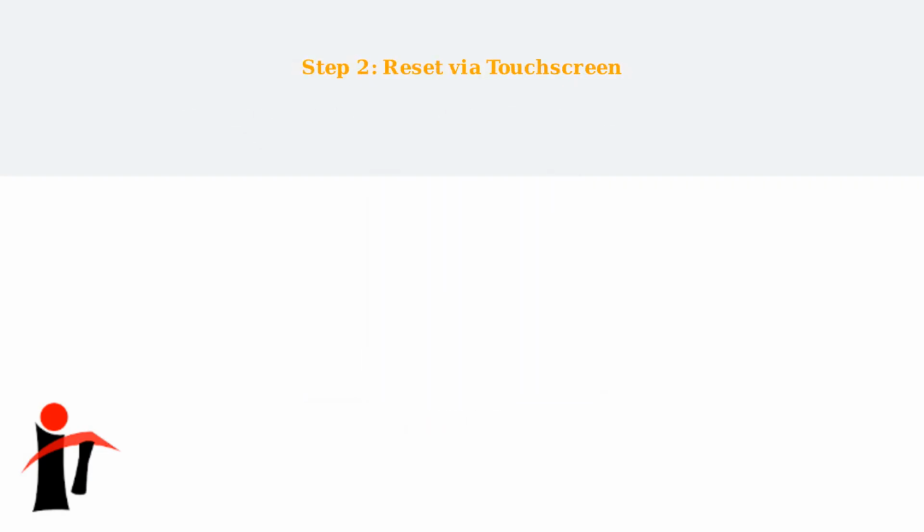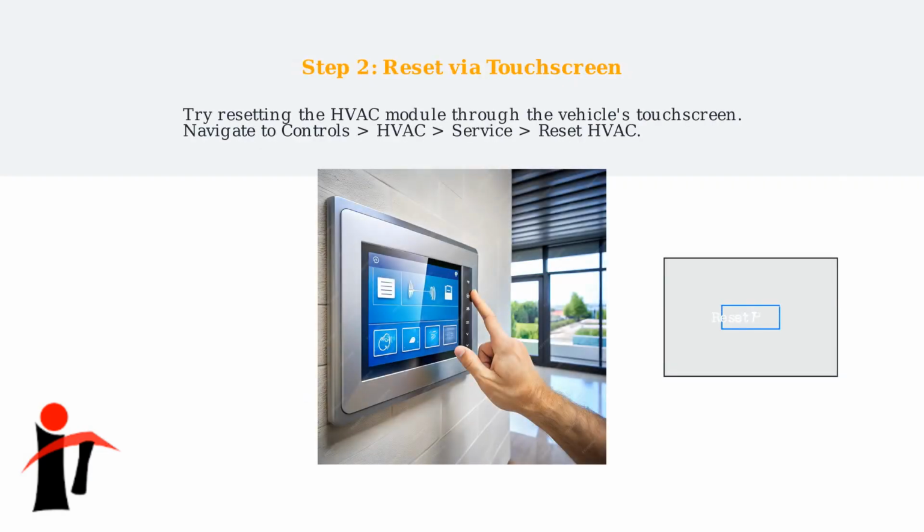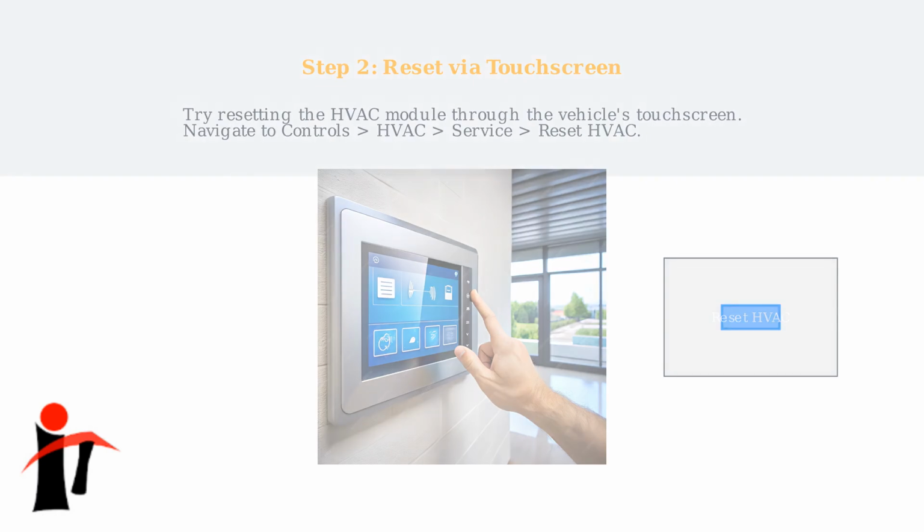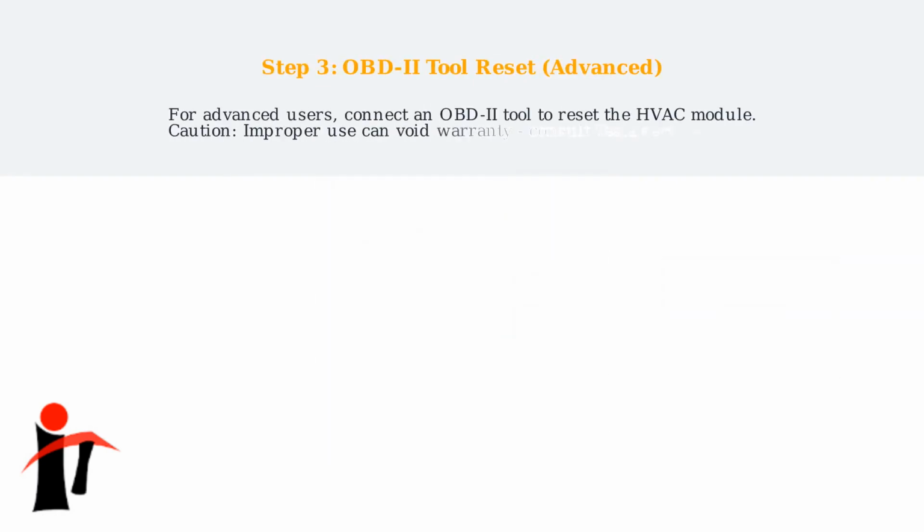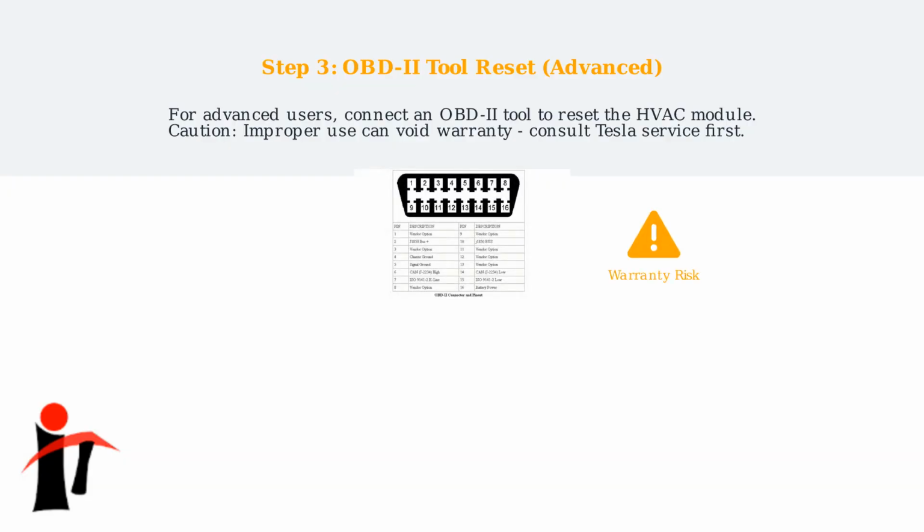Locate the filter housing under the dashboard, remove the old filter, and install a clean one. You can also try resetting the HVAC module via the touchscreen for basic fixes. For more advanced users, with an OBD2 tool. However, proceed with caution when using OBD2 tools, as improper use can void your warranty.